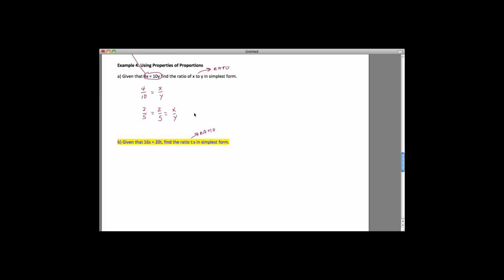So thanks for watching, guys. This should be mostly review, but remember, when we're talking about ratio and proportion similarity, we're talking about screen sizes. So this is something we can really relate to.